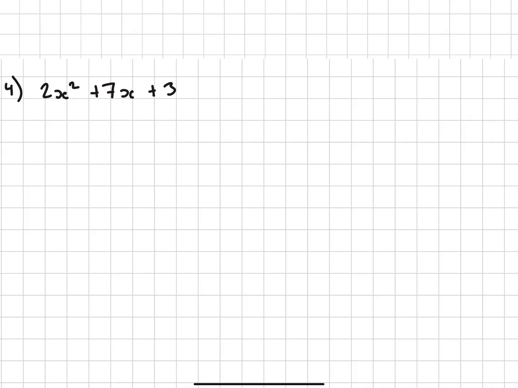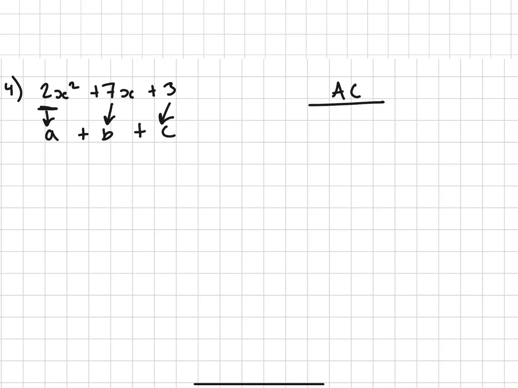Okay, so for question 4, we're looking at factorising 2x squared plus 7x plus 3. So this question is slightly different as we do now have a coefficient of 2 in front of the x squared. So with questions like this, I like to use the AC method. All that we need to do to use the AC method is represent the coefficient of each term using a letter. So for example, 2 will be represented by A, plus 7 will be represented by B, and plus 3 will be represented by C.